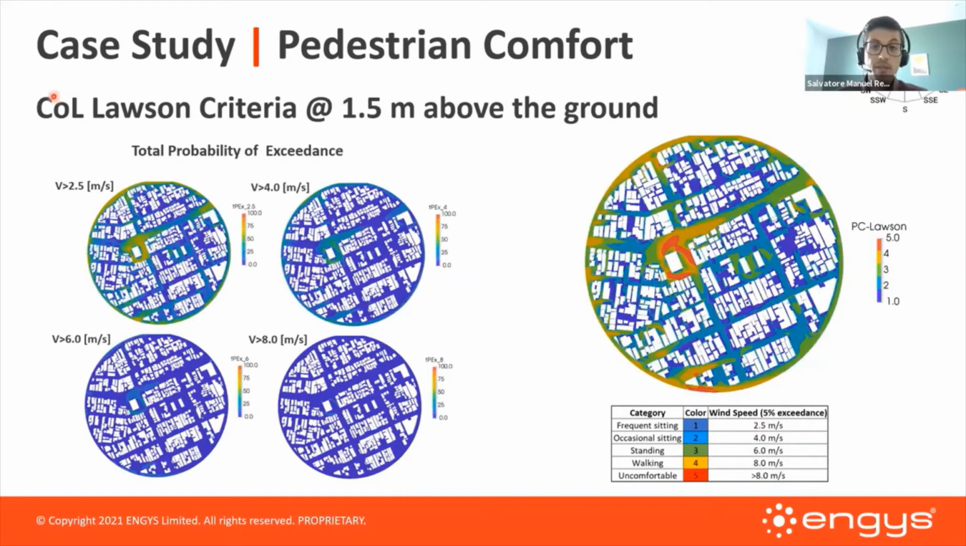And this slide presents the comfort criteria. The total probability of exceedance is displayed here for velocity thresholds from the criteria, and those are combined together in this plot here, which is the Lawson criteria. The Lawson criteria tells that areas highlighted here in blue are suitable for frequent sitting, in light blue for occasional sitting, green for standing, orange for walking, and finally red means uncomfortable for human normal activity.